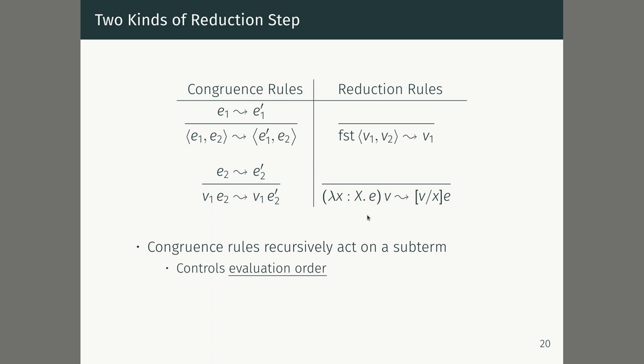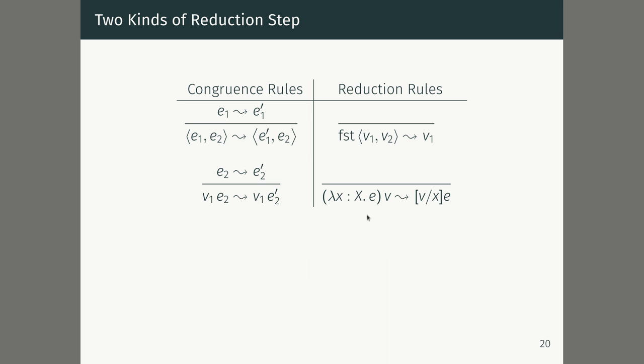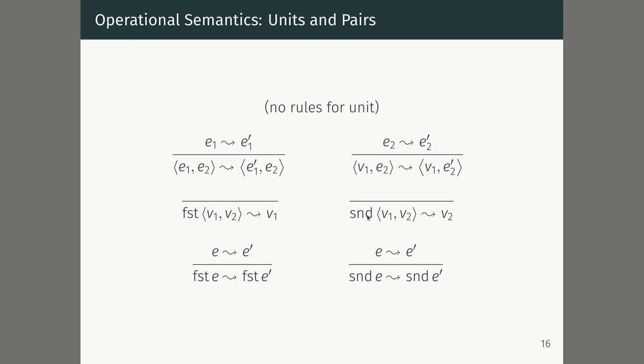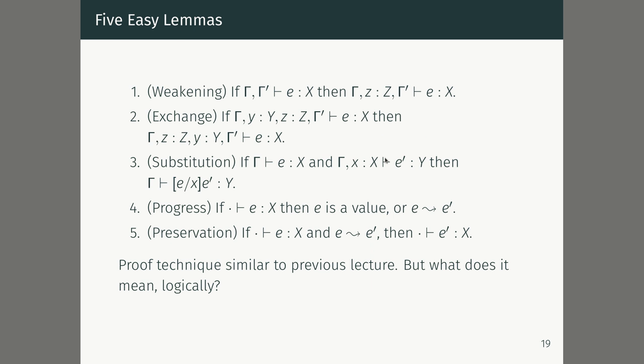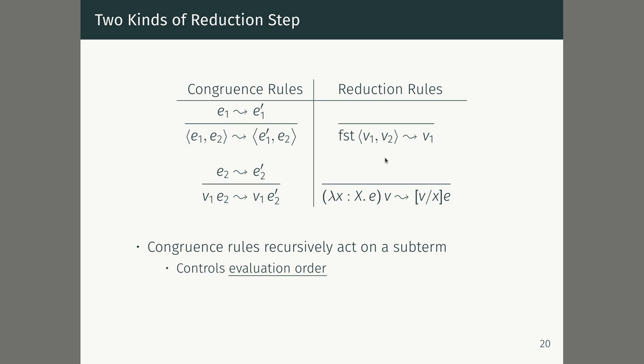And so the reason we have these two kinds of rules is that the congruence rules control when evaluation happens. So if you look back here, we have two congruence rules for pairs. And what this says is first evaluate the first component until it's a value, then evaluate the second component until it's a value. And so this is enforcing a form of left to right evaluation. And so all the congruence rules put together collectively control the evaluation order of the language.